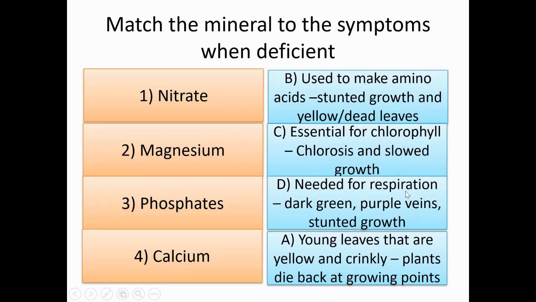Phosphates are needed for respiration, and the leaves go dark green with purple veins and stunted growth. And calcium makes young leaves go yellow and crinkly, and the plants will die back at the growing points.